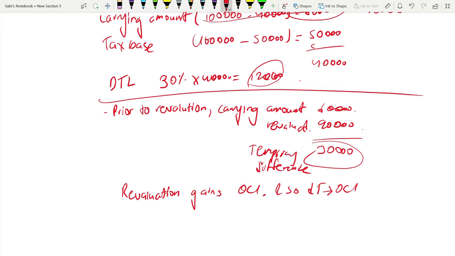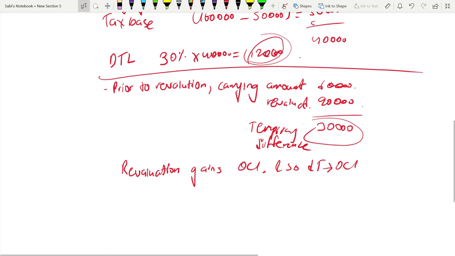What is that tax? Is it this 12,000? No. That 12,000 is because of the carrying amount on the tax base. Now we are talking about this 30,000. So you have to apply 30% on this 30,000 as well, which will be 9,000.